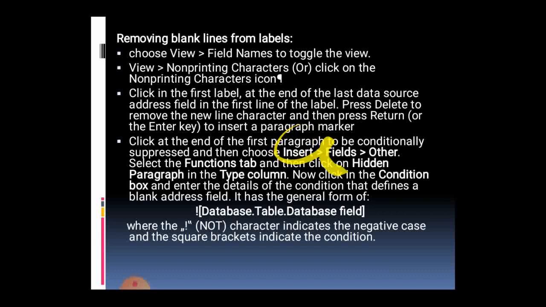Then you have to select insert fields and the other option. There will be a functions tab; you have to click on hidden paragraphs in the column type. Okay, so that your conditional box will open. There you have to type this condition, followed by the not symbol, database name, table name, database field, in which database you are taking the data, and what is the name of the table, and the field name may be name, address, street, country, and so on. Okay, so this will remove all the empty lines or the unwanted spaces. Okay, thank you.